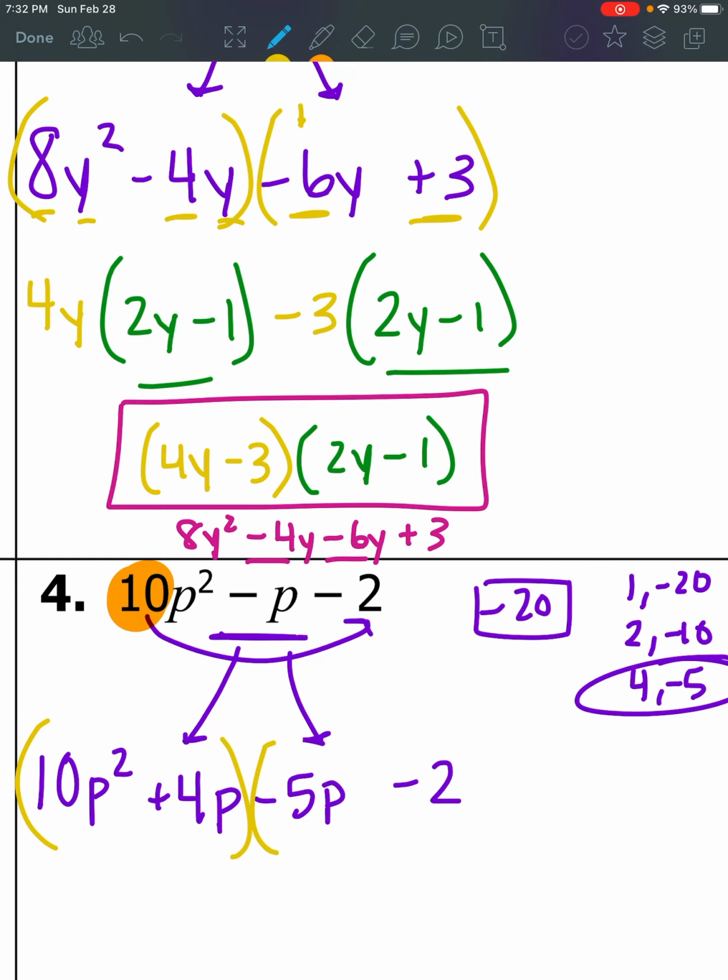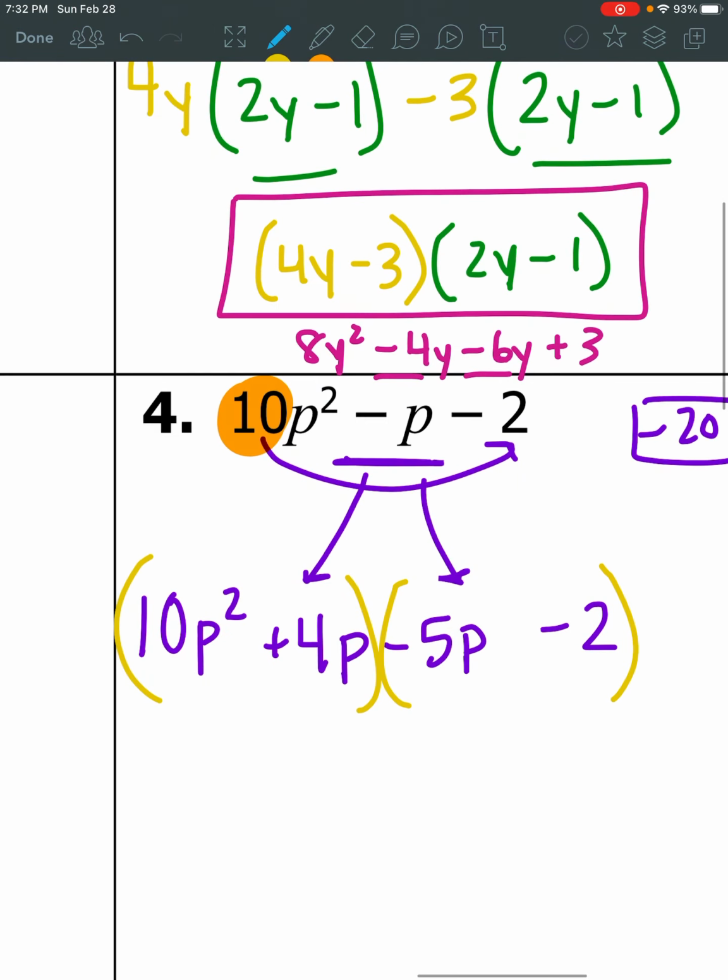Now let's find our GCF. Group the first two terms. Group the second two terms. 10 and 4, GCF is 2. P squared and p, so we can pull out a p. Then divide what's left, so we get 5p plus 2.